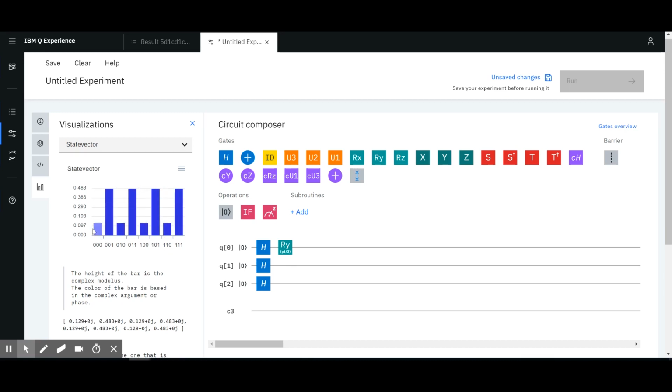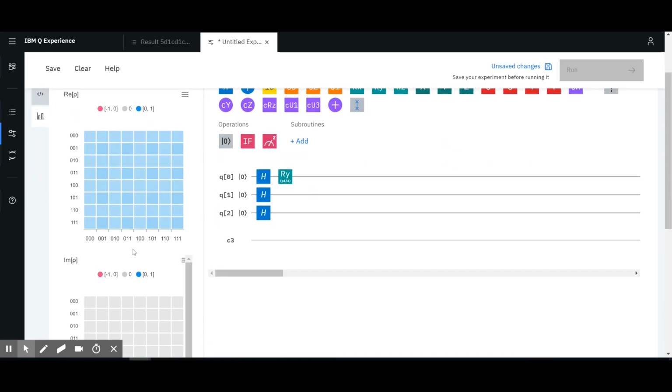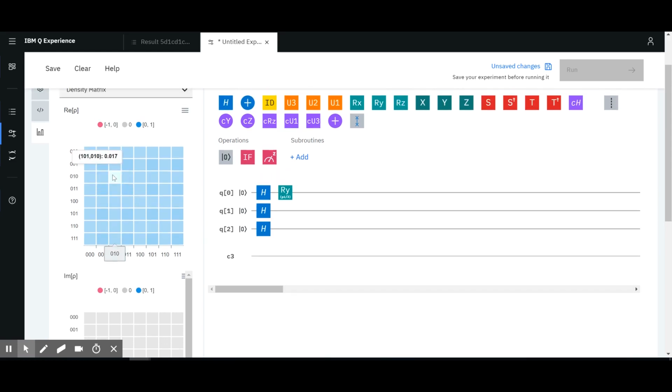Okay, so now we have these things where some of them have really low probability. So how does the density matrix look? You can barely distinguish these, but some items are a bit darker. 0.233 versus 0.017. Indeed it's something to do with that, but why? What does this mean, for example?